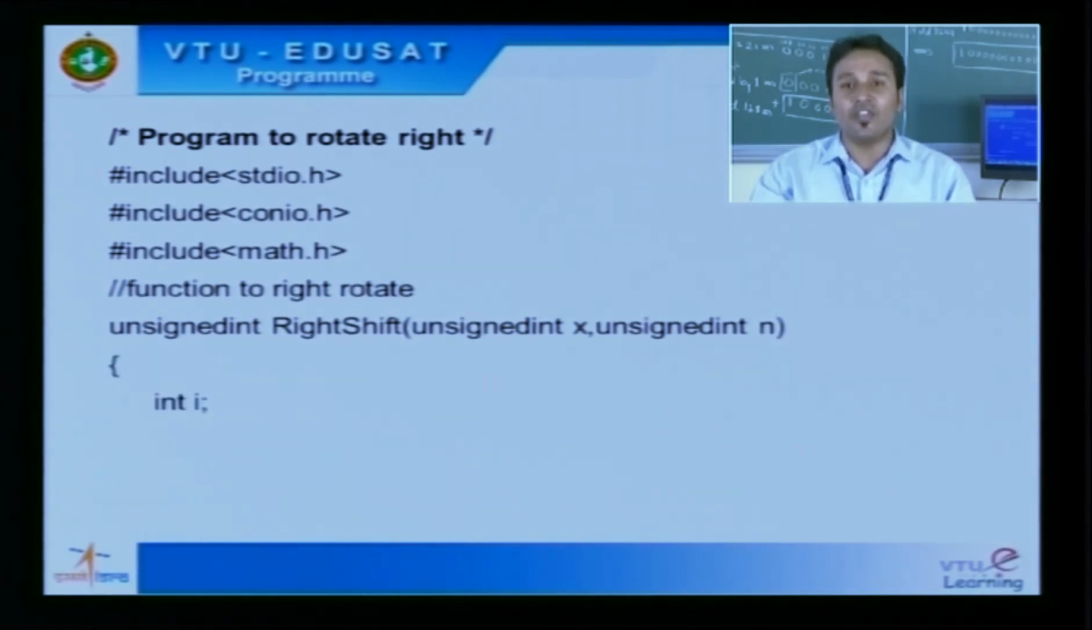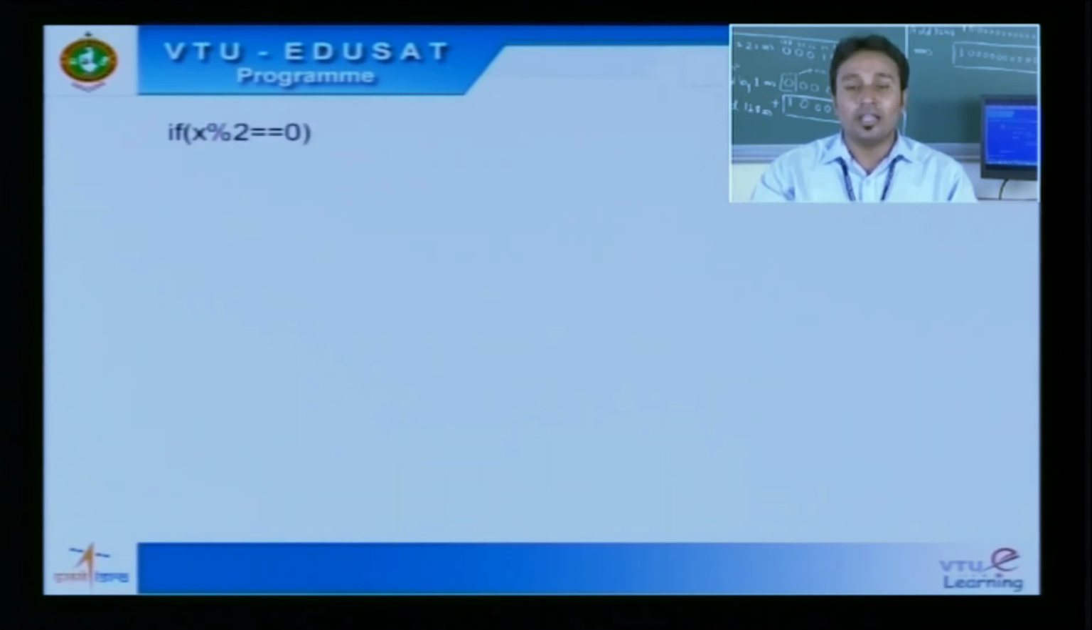Inside this function we have a variable i which is of integer data type, and next we have a for loop. Here the for loop runs from 0 to n. Carefully note that n is the total number of times we want to rotate the given number x. That will be placed inside our for loop. The next condition is if x mod 2 is equal to 0. This is a condition which we use to check whether the given number is even or odd.